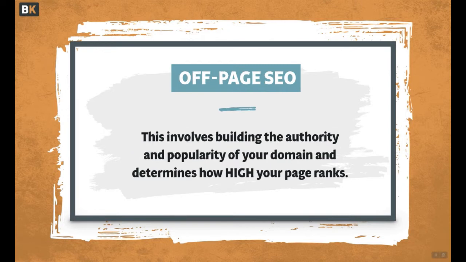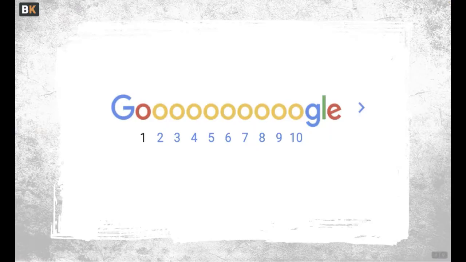Your off-page SEO involves building the authority and popularity of your domain and determines how high your page will rank on Google. Once you rank for a topic, say macaroni and cheese Instant Pot recipe, then Google must determine how high up to place you in the search results. And off-page SEO, because it takes into account the authority and popularity of your site, is what determines how high you will rank. And the higher you rank, the better.